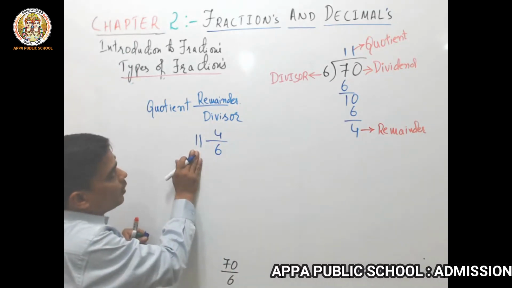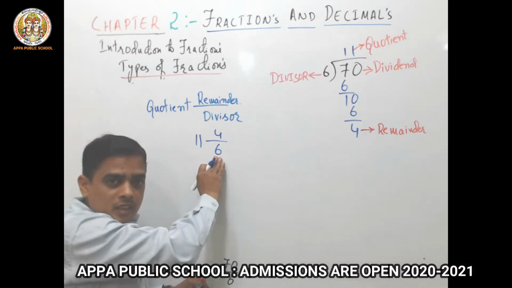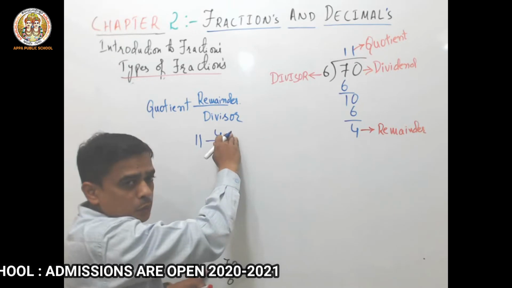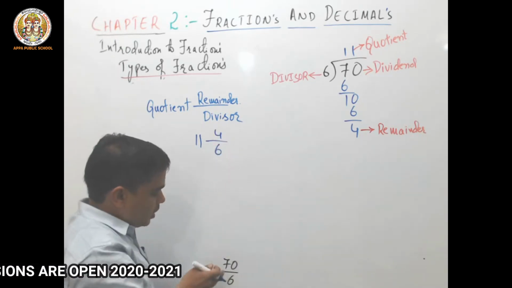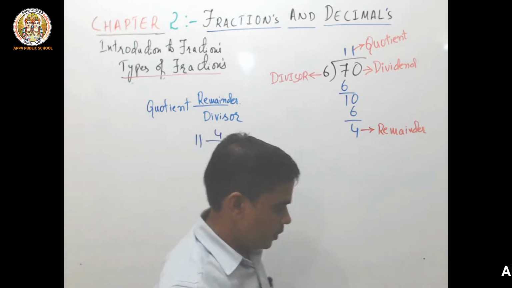Suppose if you multiply here, you will get the same answer. That is 11 sixes are 66. As we have discussed just now, 11 sixes are 66. 66 plus 4 is 70. You will get the answer as 70 divided by 6. Okay. Next.